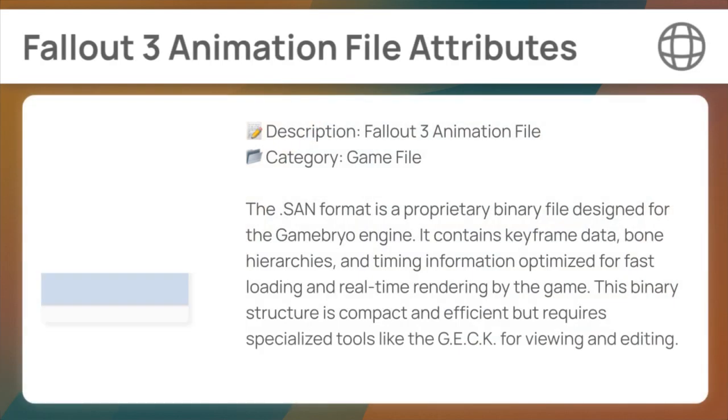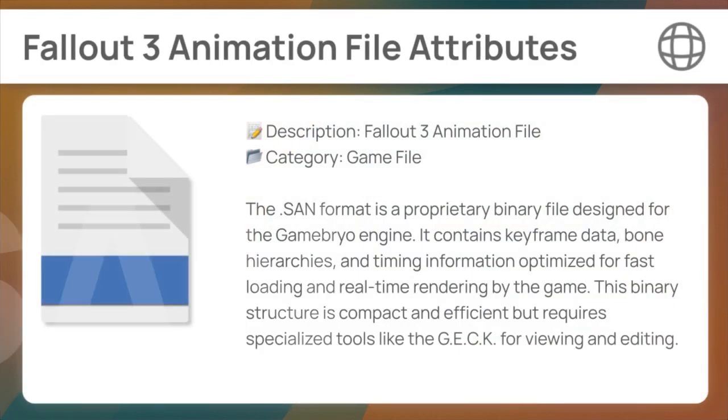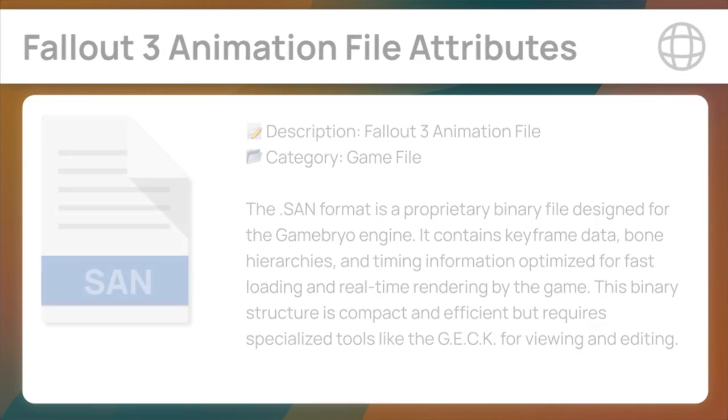The SAN format is a proprietary binary file designed for the Gamebryo engine. It contains keyframe data, bone hierarchies, and timing information optimized for fast loading and real-time rendering by the game. This binary structure is compact and efficient, but requires specialized tools like the G.E.C.K for viewing and editing.